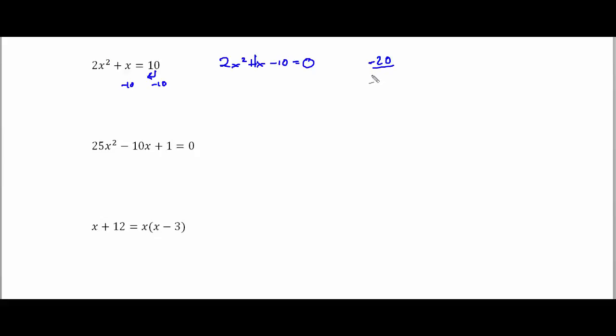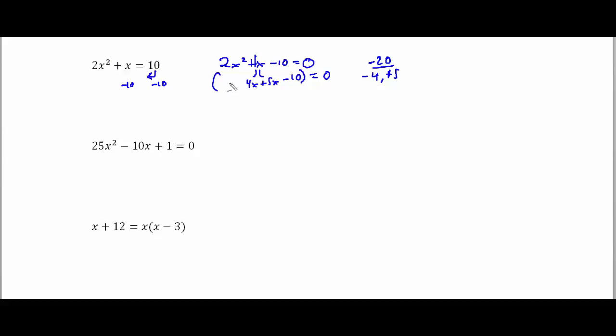The two numbers are going to be positive 4 and negative 5, because that will give me my negative 4 and positive 5. Sorry about that. This will give me my positive 1 right there. And now I will split this up, and I will do so by making this a 4x plus 5x.